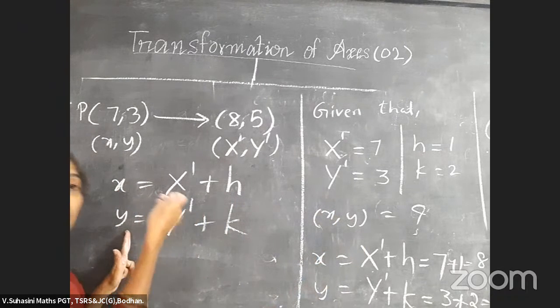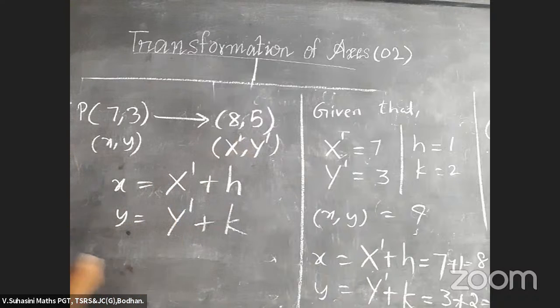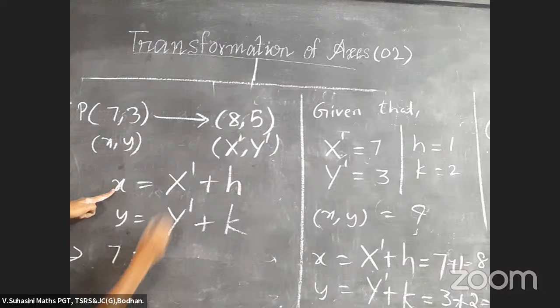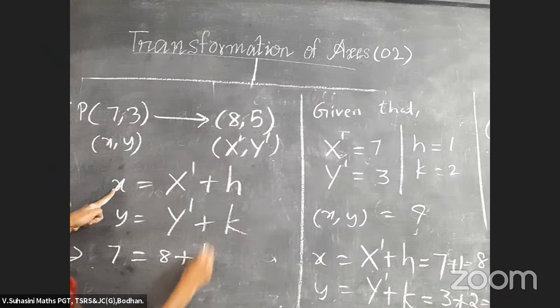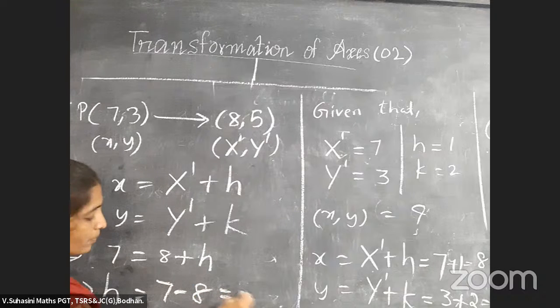Here, I will substitute what is given. Small x is 7, which is equal to x dash, that is 8, plus h. From which we get h is equal to 7 minus 8, that is minus 1.